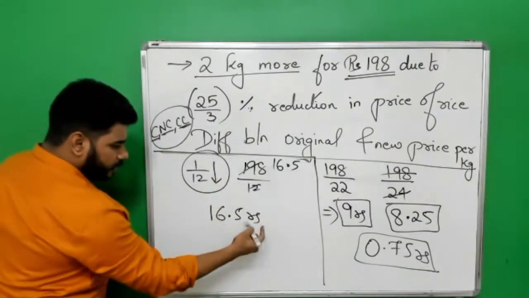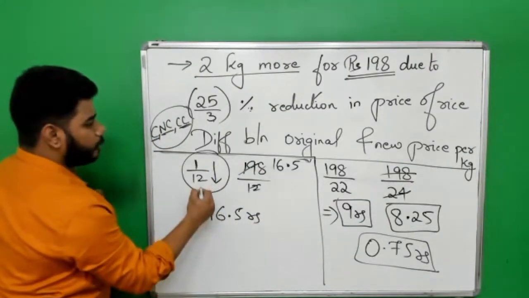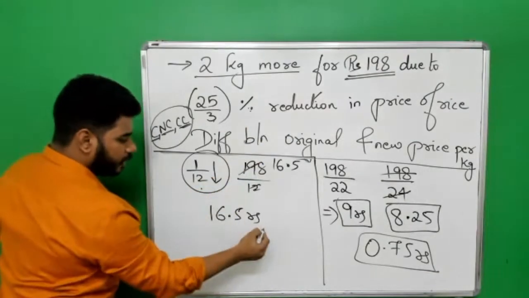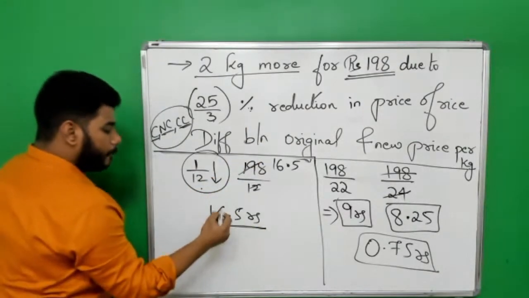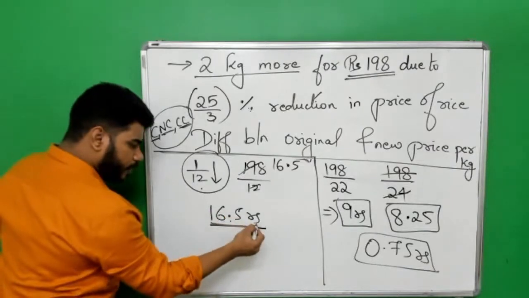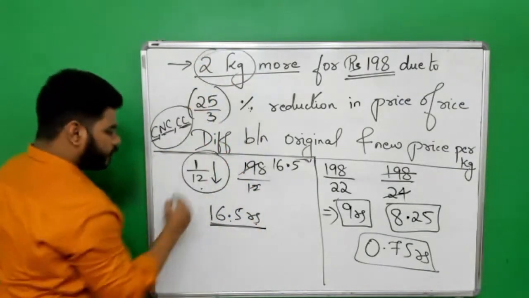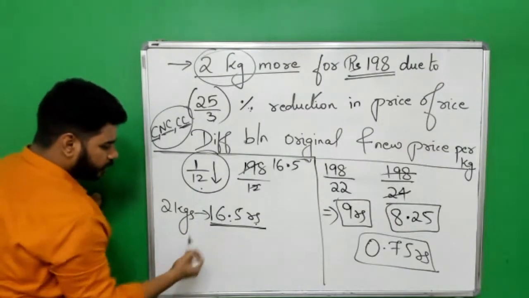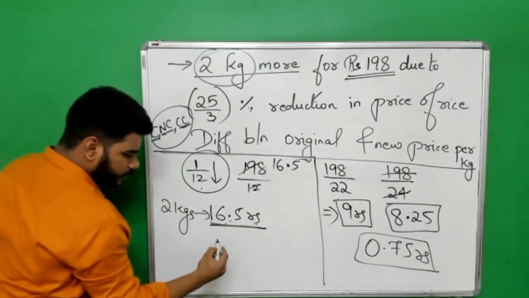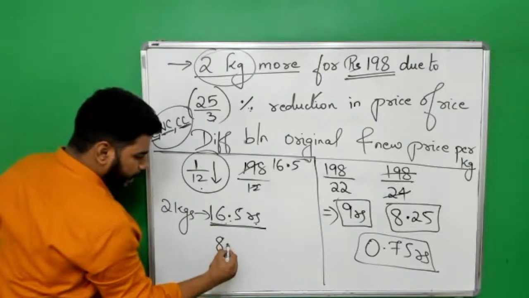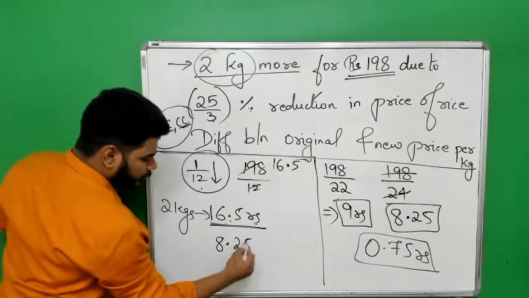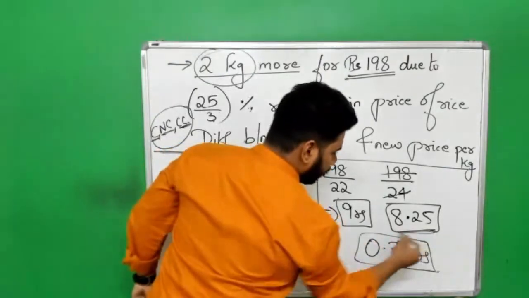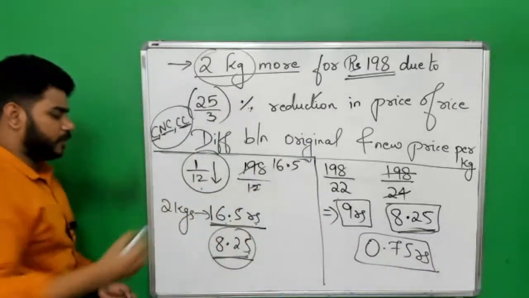Sir, what is this 1 by 12? It is nothing but a reduction in price. This is 16.5 rupees. Because of the 16.5 rupees less, I am able to buy how many kgs more, sir? 2 kgs more. So if 2 kgs is 16.5, 1 kg will be half of 16.5. That is nothing but 8.25. Am I getting the right answer? 8.25. Here also it is 8.25.